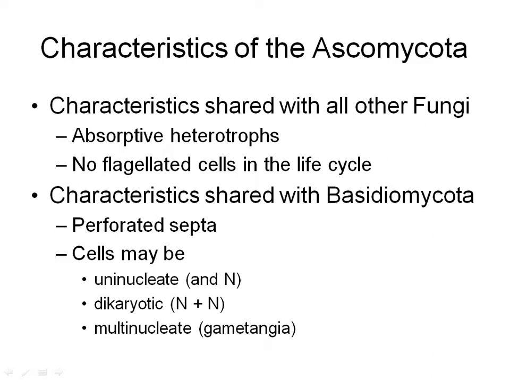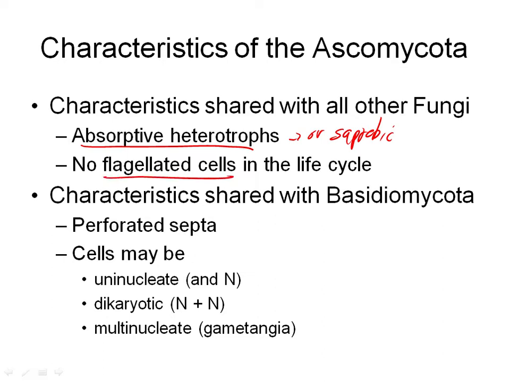Characteristics. Some characteristics are shared with all of the other fungi, some are shared just with the Basidiomycota, and then there's something that makes these guys completely unique, and we'll talk about that in a minute. With all other fungi, they're absorptive heterotrophs or saprobic. Saprobic means they're weak parasites. They're parasites of living material, but they don't usually kill the organism. Absorptive heterotrophs secrete enzymes outside their body and take in those liquid carbohydrates or liquid complex carbon compounds.